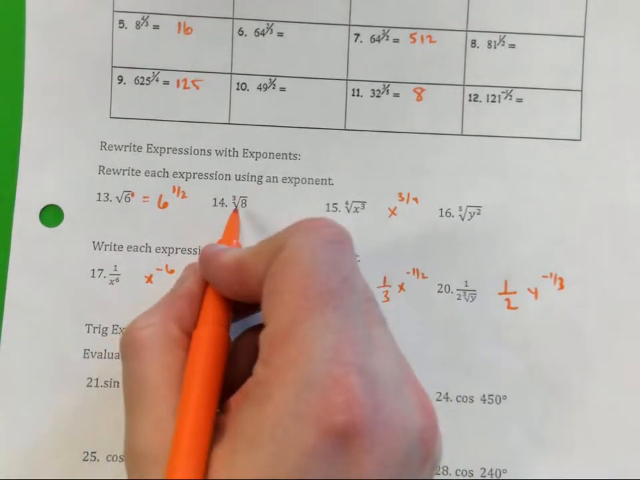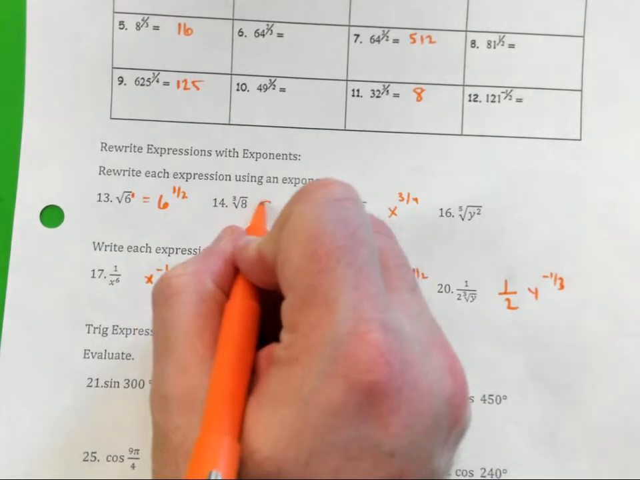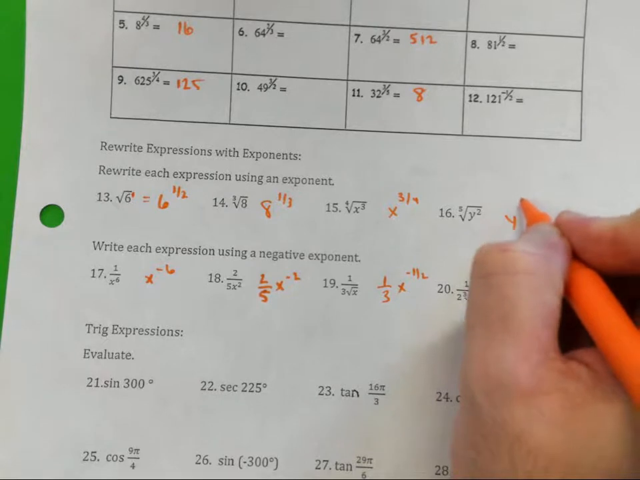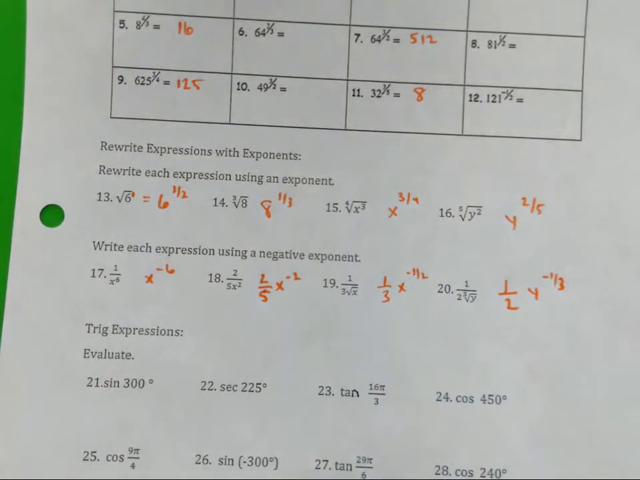How would I write number 14 using an exponent? That would just be 8 to the what? 1/3, and this would be y to the what? 2/5. Are we good? We're going to keep practicing that, okay? You can put that away.